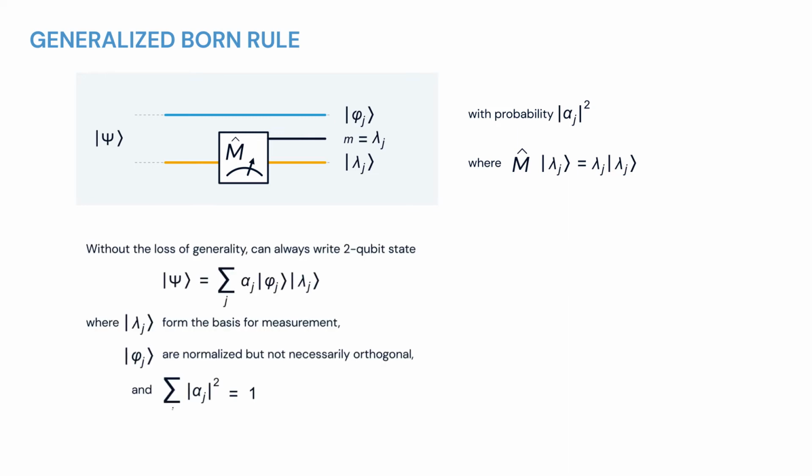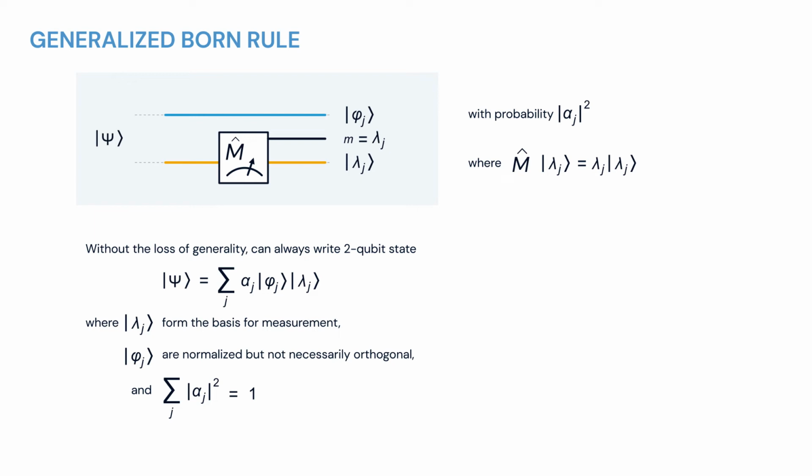Without loss of generality, we can always write the state of two qubits in this form, where the qubit that we want to measure is written in the basis that we want to measure. There will be a properly normalized state accompanying the state corresponding to the other qubit. These states, however, don't have to be mutually orthogonal to each other. Finally, the coefficients alpha squared add up to 1.